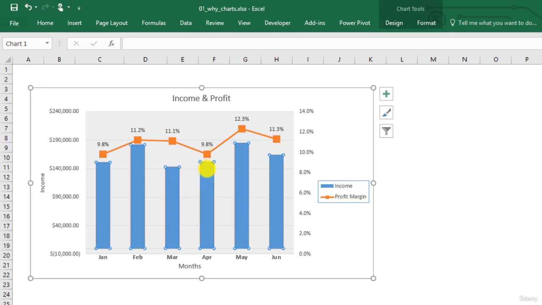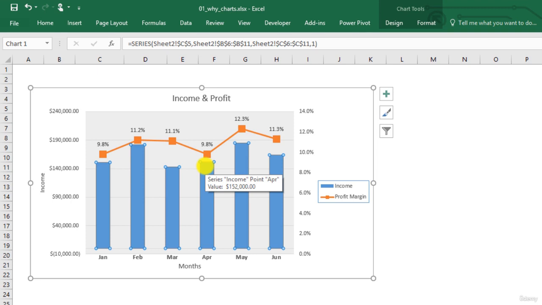So for example, if I want to find out the value of income for the month of April, I can see that it is lying slightly above this $140,000 grid line mark. So I can approximate it to be around $150,000. If you hover over the bar, it is giving us the value of 152,000. So it is a pretty good estimate for the value.